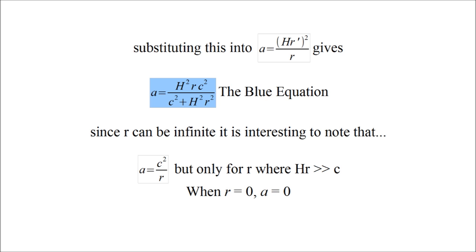If we take the limit as r approaches infinity, the c squared in the denominator becomes relatively small and can be dropped. And so the h squared cancels as does an r, and you have the maximum possible acceleration in the universe for a single frame. So when r is 0, the acceleration is 0, but the function is well behaved since we have c squared in the denominator.